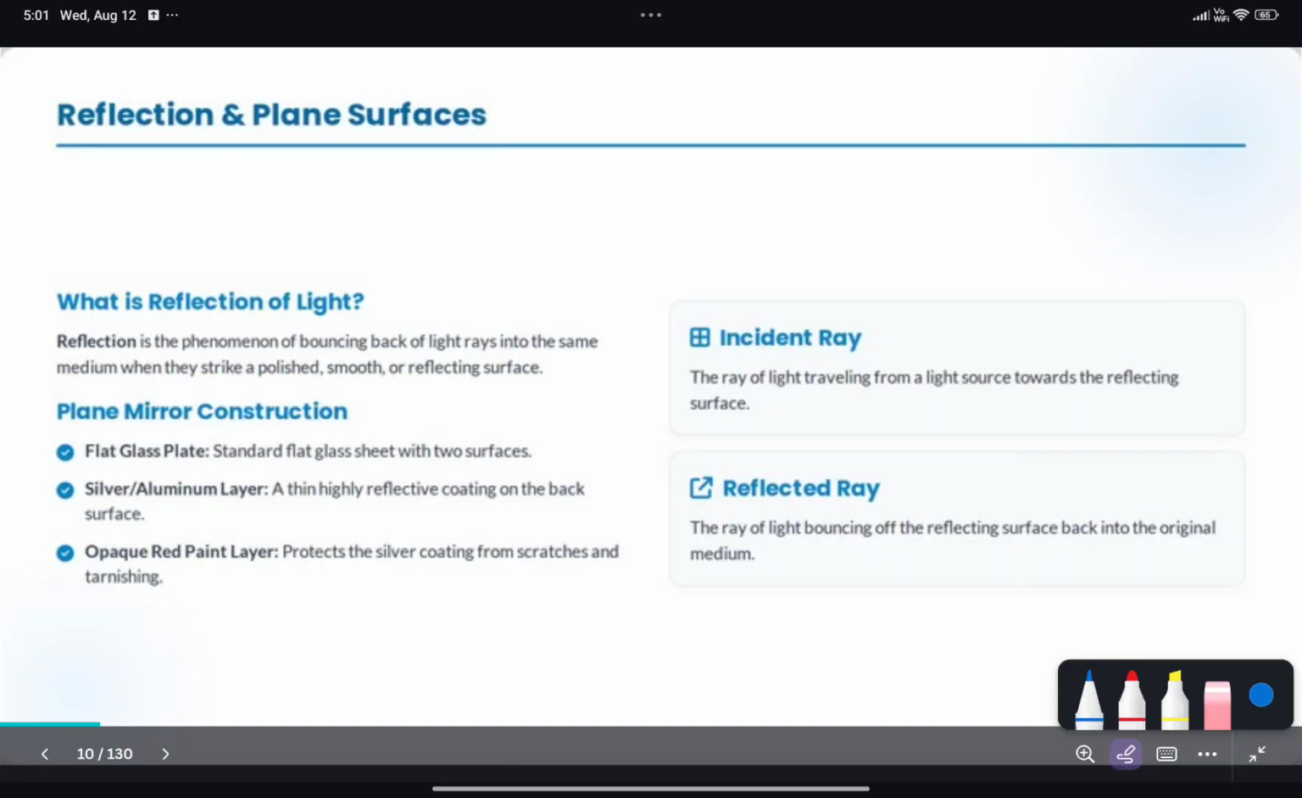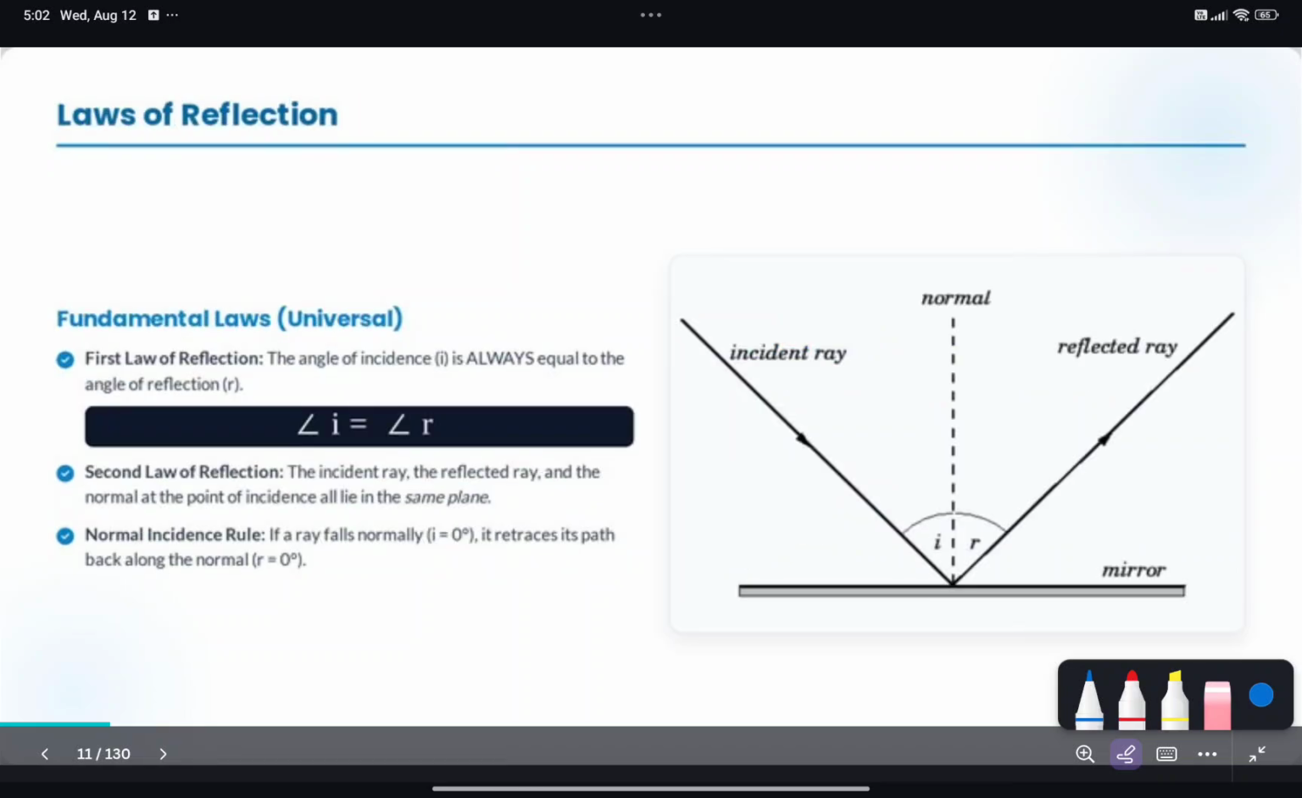What is meant by the reflected ray? The ray of light bouncing back. Yes, after touching the surface. Exactly. The ray of light bouncing off the reflecting surface. Bouncing back from where? From some surface, back into the original medium. Clear or not?